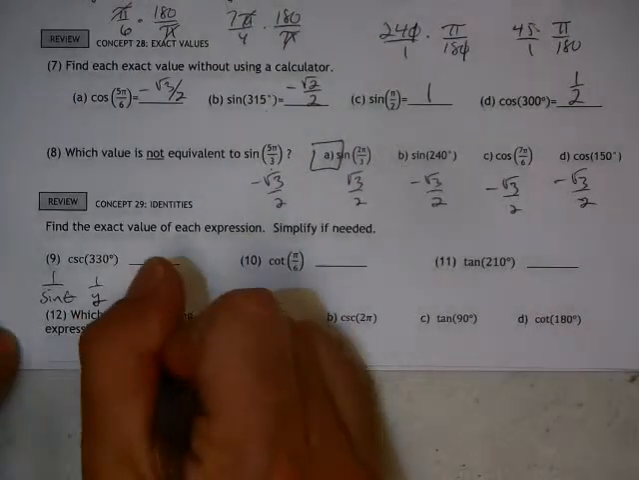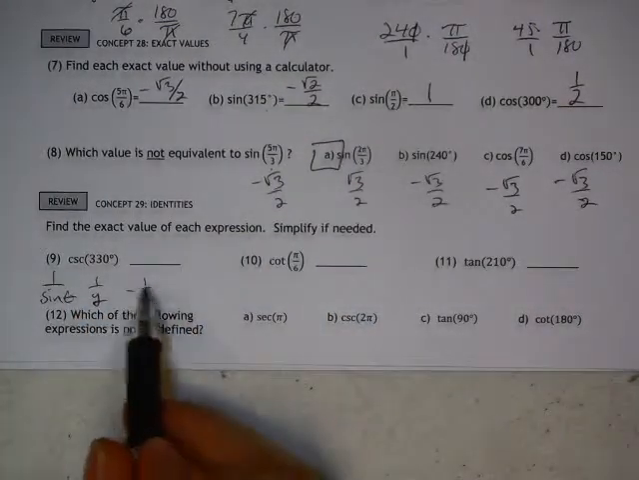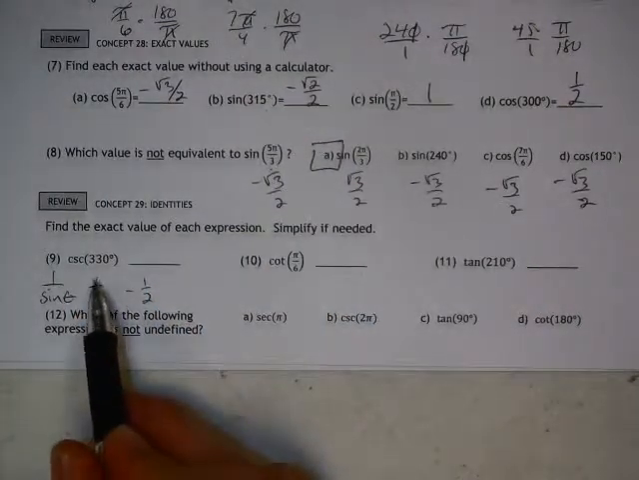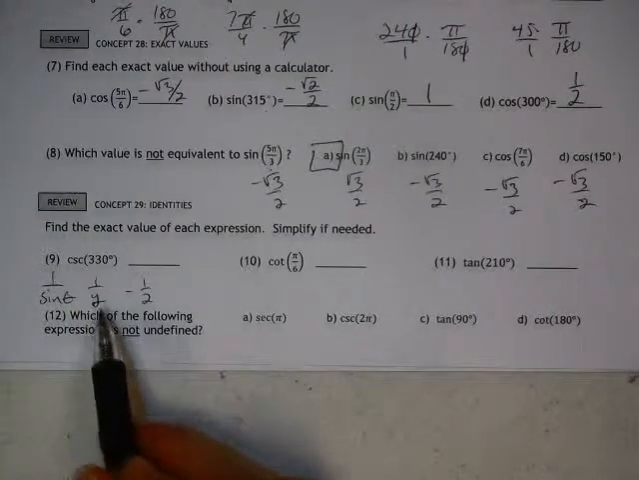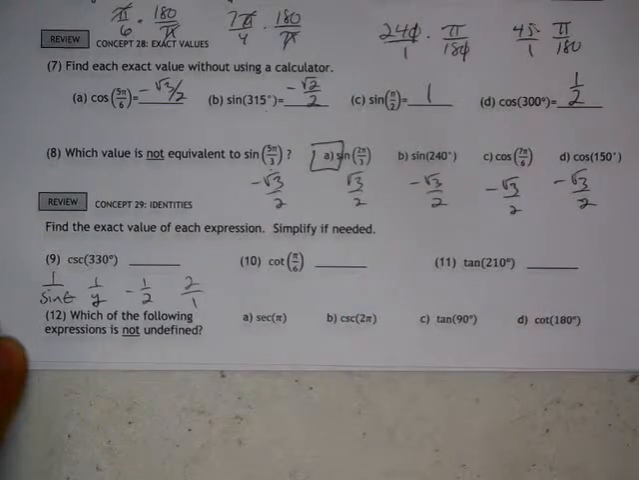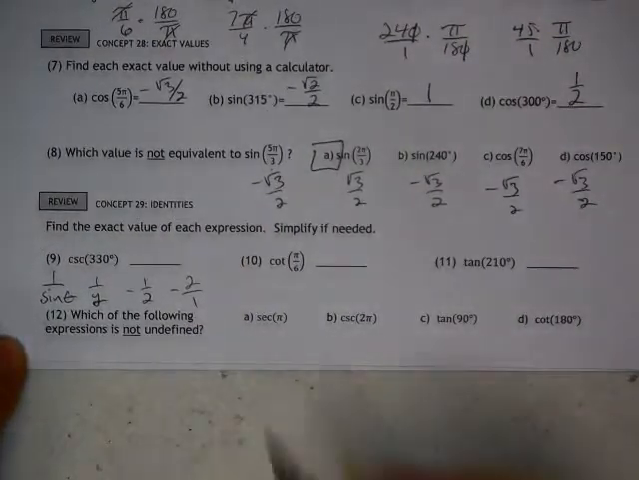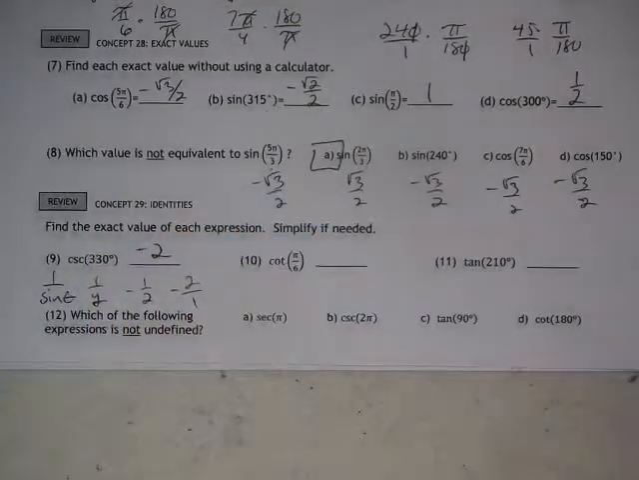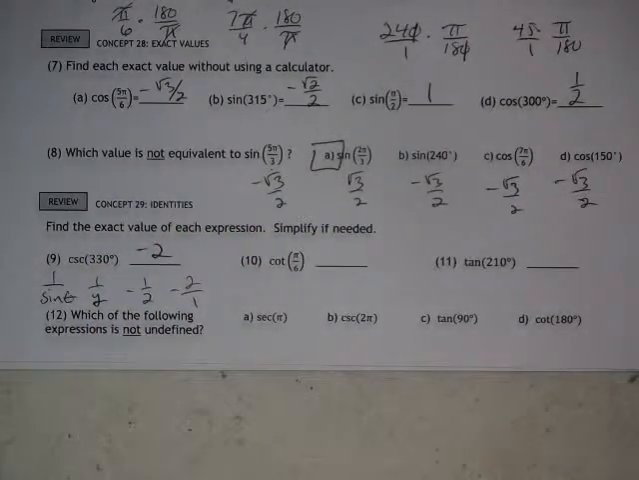So we're starting with negative 1/2, but then we have to do the reciprocal. We have to flip that over since it's 1 over that. The reciprocal of that is 2 over 1. The sign won't change, it's still going to be negative. So this one works out nicely. It's just going to be negative 2 for the cosecant of 330 degrees.